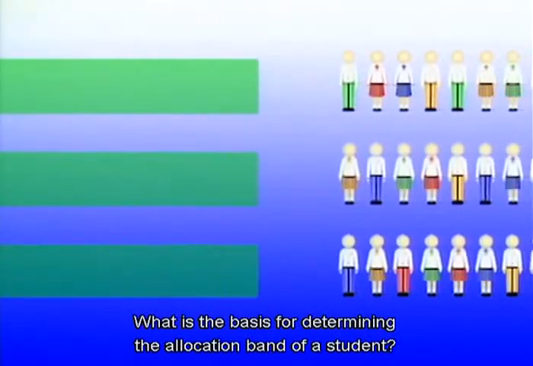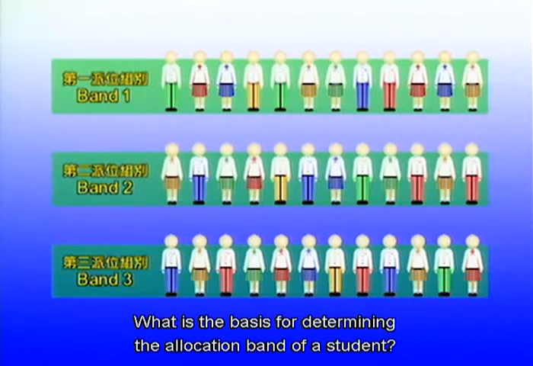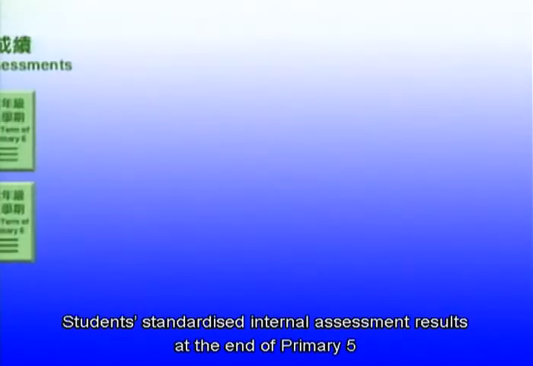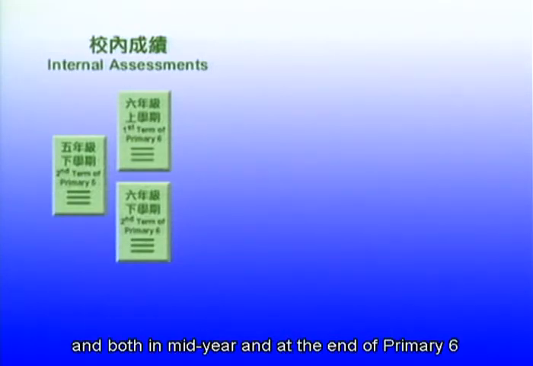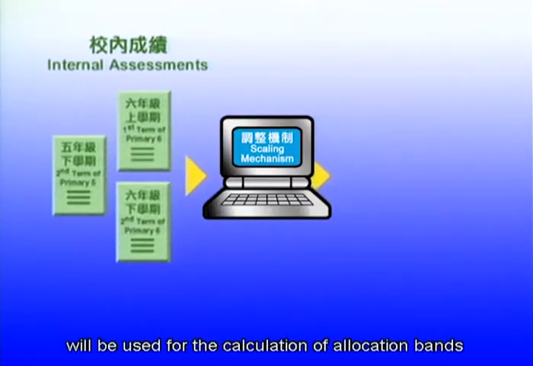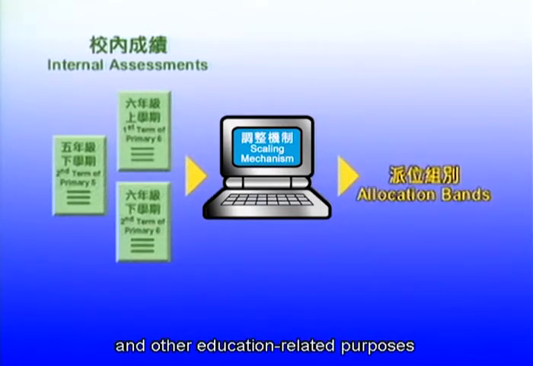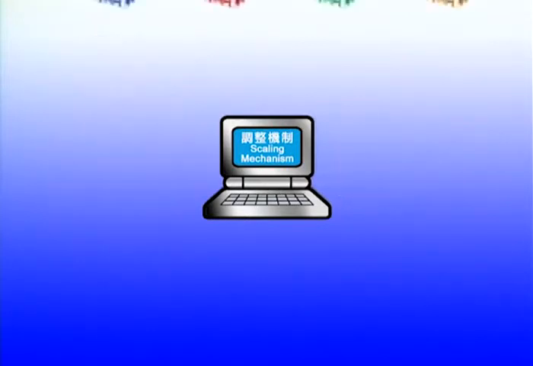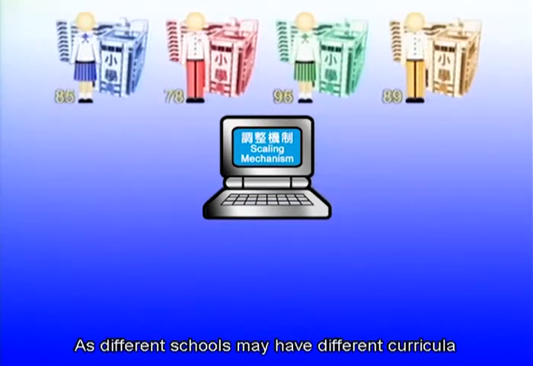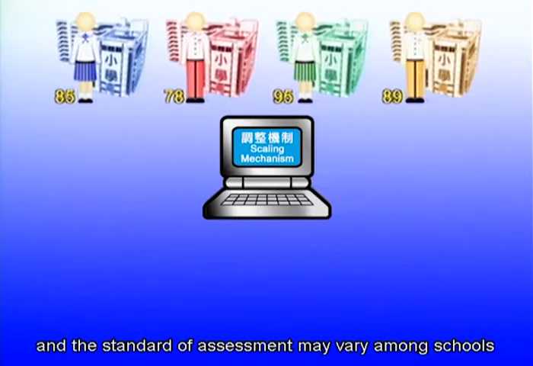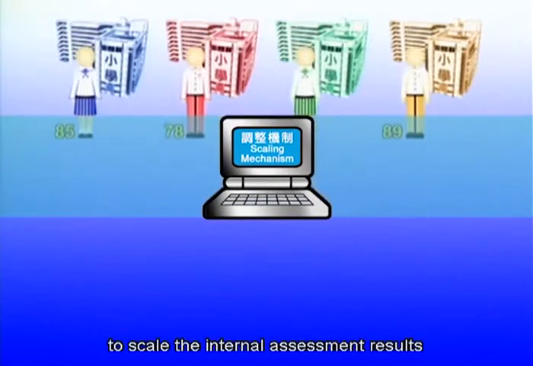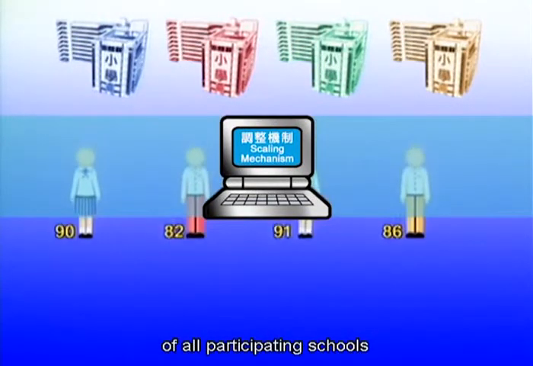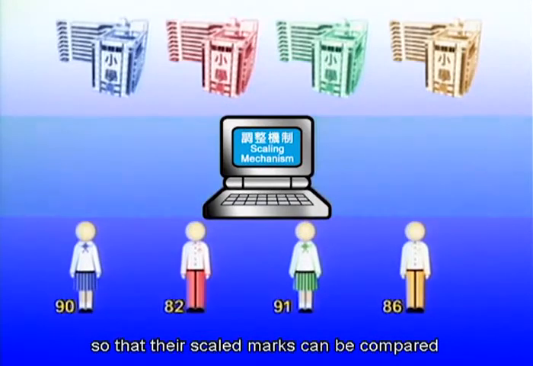What is the basis for determining the allocation band of a student? Students' standardized internal assessment results at the end of Primary 5 and both in mid-year and at the end of Primary 6 will be used for the calculation of allocation bands and other education-related purposes. As different schools may have different curricula and the standard of assessment may vary among schools, a scaling mechanism has to be used to scale the internal assessment results of all participating schools so that their scaled marks can be compared.